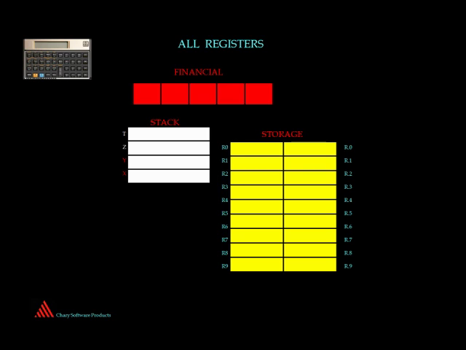But you don't need to clear the register. F clear X will clear all of these registers plus the last X register.